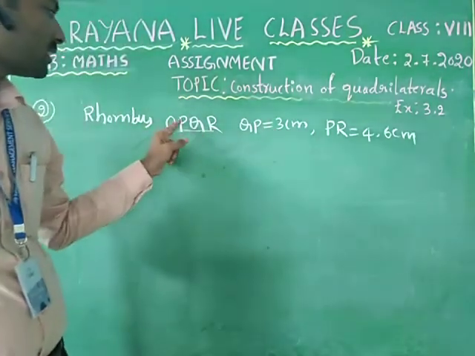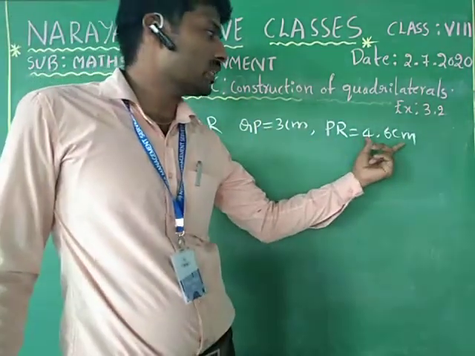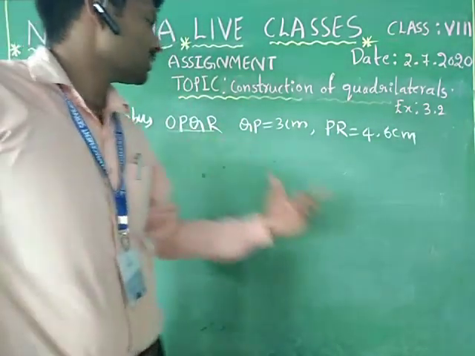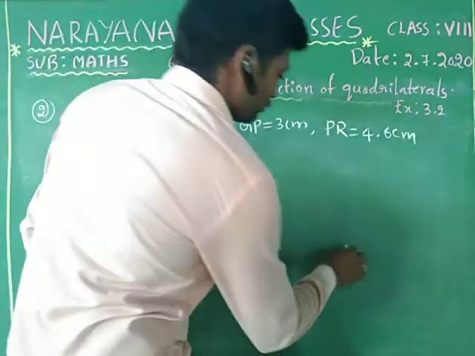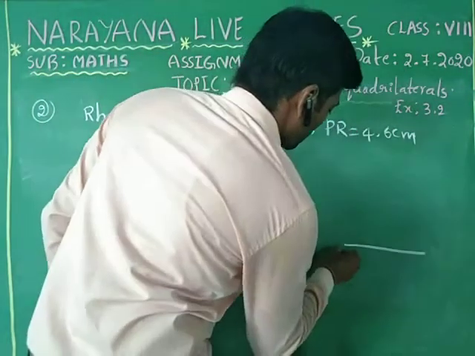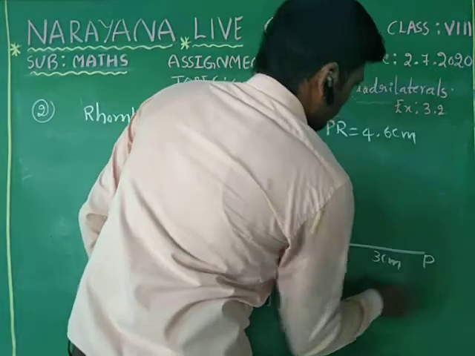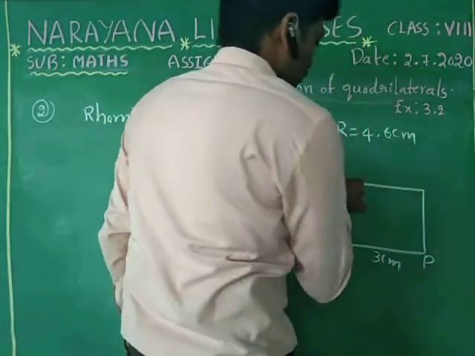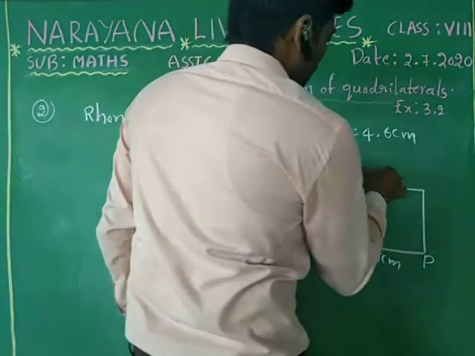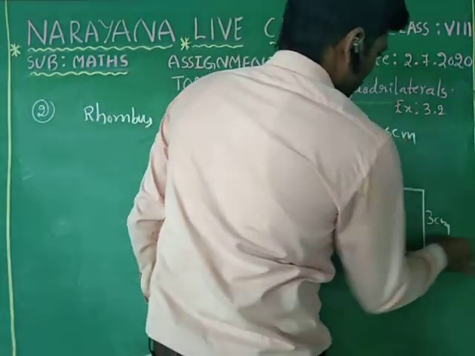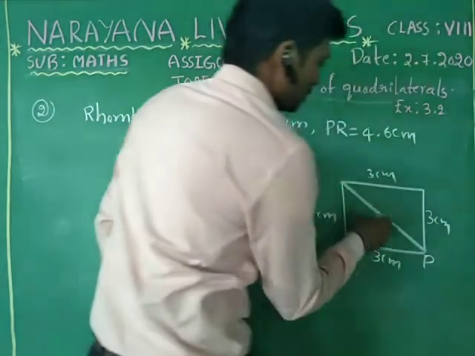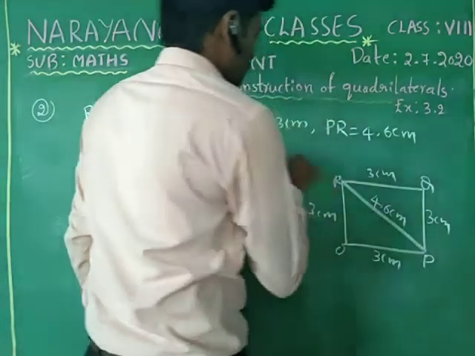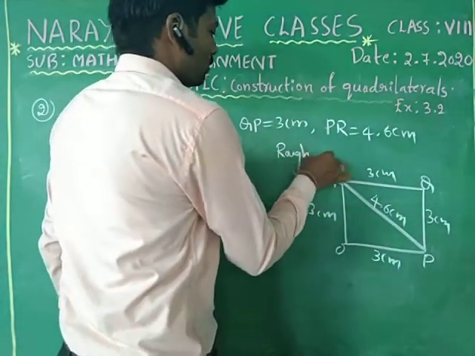And one of the diagonals is given. PR is one of the diagonals whose length is 4.6 centimeters. So let us consider OP is equal to 3 centimeters. How to draw this rough diagram? It is 3 centimeters, and draw this diagonal whose length is 4.6 centimeters. OPQR, so this is a rough diagram.